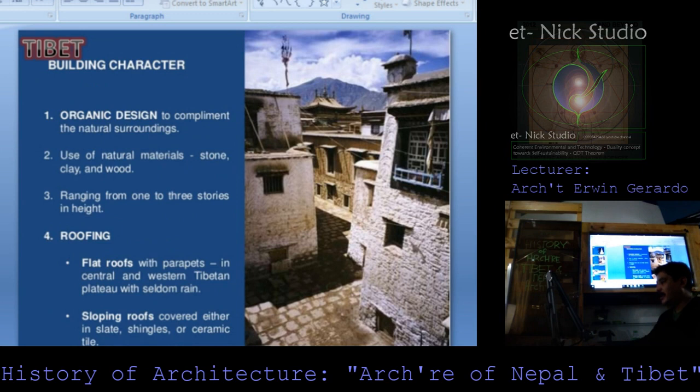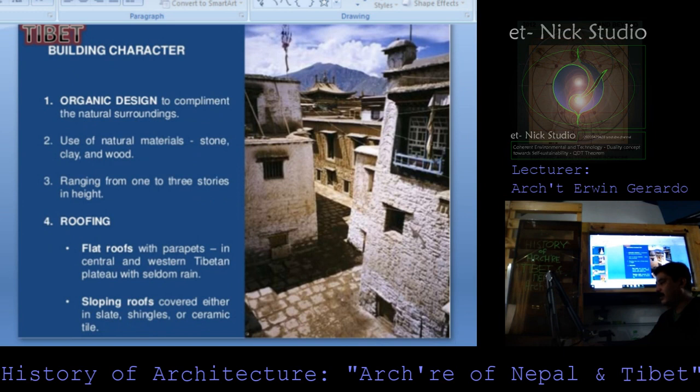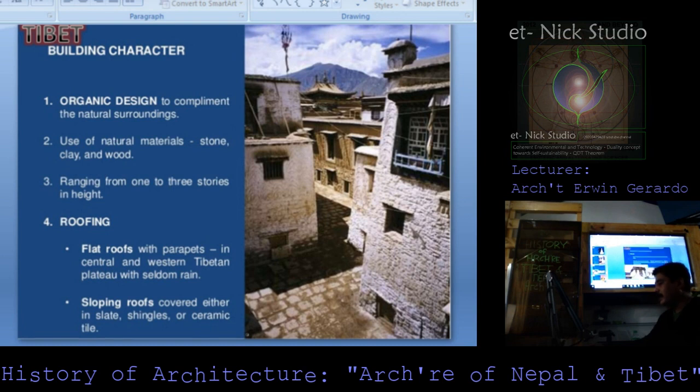Tibetan building character. Number one, it has organic design to complement the natural surroundings. Number two, use of natural materials such as stones, clay, and wood. Number three, ranging from 1 to 3 stories in height. Number four, roofing: flat roofs with parapets in the central and western Tibetan plateau with seldom rain, and sloping roofs covered either in slate, shingles, or ceramic tile. So this is the roofing style of the building character.